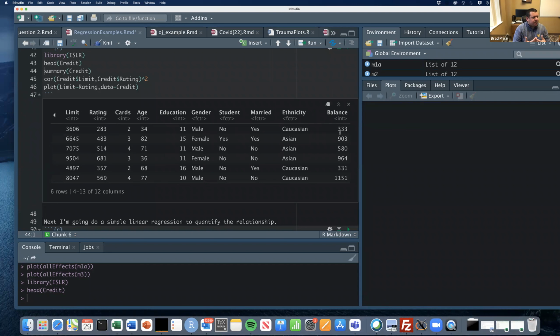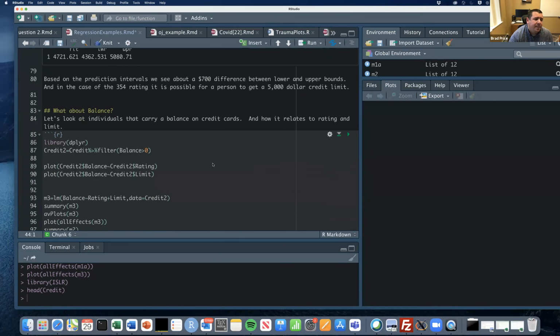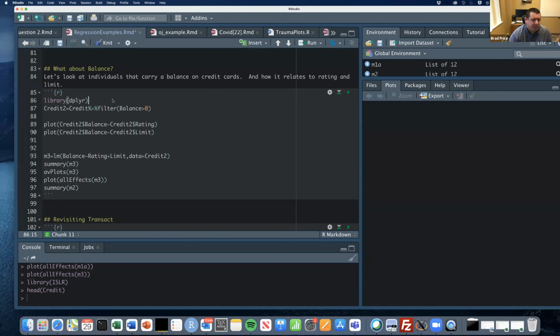So again, what we're trying to do here is use balance as the response. We're trying to understand balance as it relates to the other predictors or the other factors. So I'm going to start down here, and the first thing I'm going to do is filter out all the balances that are greater than 0. I'm going to save everything that has a balance greater than 0, because my question isn't, is your balance 0 or not? The question is, given you have a balance, how much is that balance?